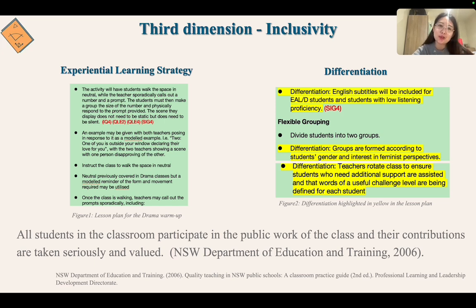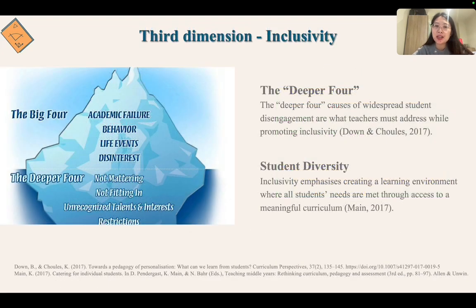Another differentiation strategy is scaffolding, which provides students at different readiness levels with the support they need to succeed. Differentiation aligns with inclusivity as it ensures every student feels included when engaging in group projects and discussions. Student disengagement is common among middle years learners. The Deeper Fall theory explores the reasons behind classroom disaffection: not mattering, not fitting in, unrecognized talents, and restrictions.